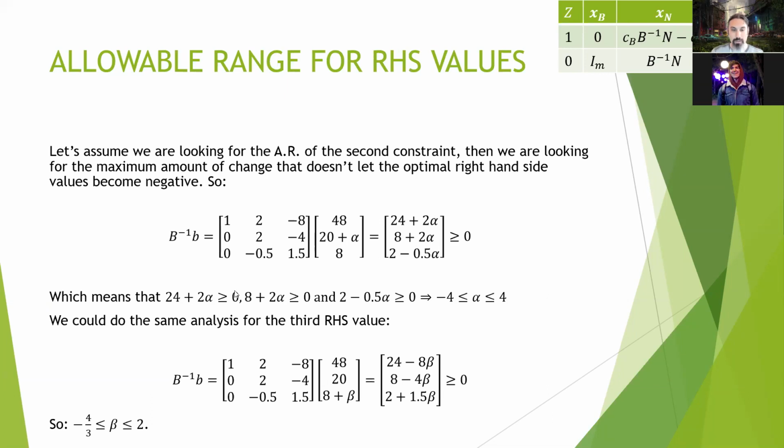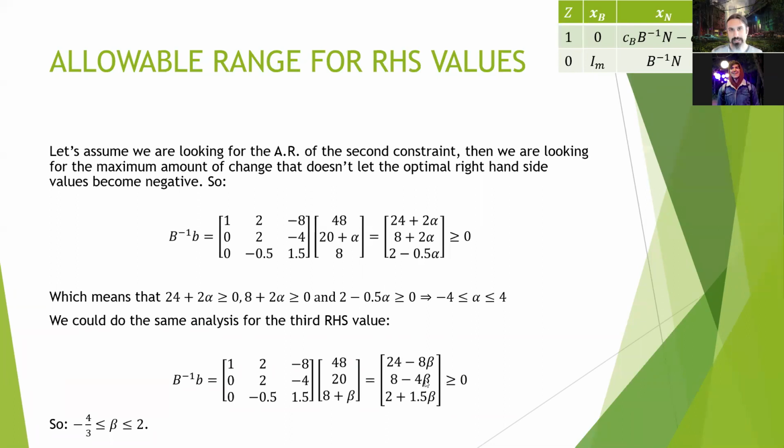So what about another value, for example beta, 8 plus beta. If I take 8 plus beta, I will make the calculations once again, with the same B inverse and the same right-hand side values, with the change of adding a beta over here, and I will get these values. So you can see 24 minus 8 beta, 8 minus 4 beta, 2 plus 1.5 beta. This one will give me the negative limit. These two will give me one of them. This will give me the positive limit.